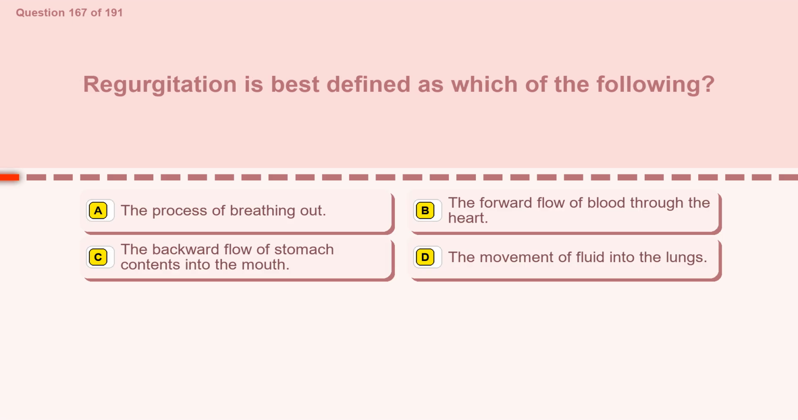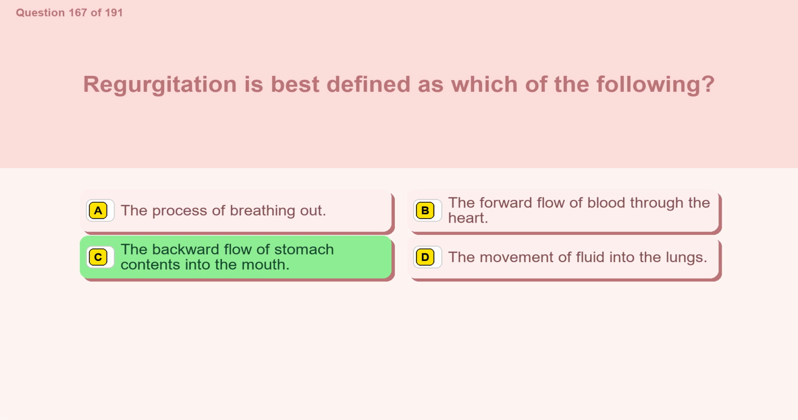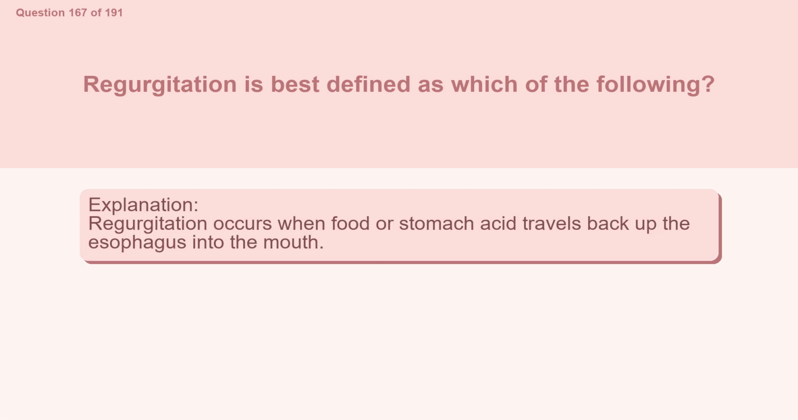Question 167. Regurgitation is best defined as which of the following? Option A, the process of breathing out. Option B, the forward flow of blood through the heart. Option C, the backward flow of stomach contents into the mouth. Option D, the movement of fluid into the lungs. The correct answer is option C, the backward flow of stomach contents into the mouth. Regurgitation occurs when food or stomach acid travels back up the esophagus into the mouth.